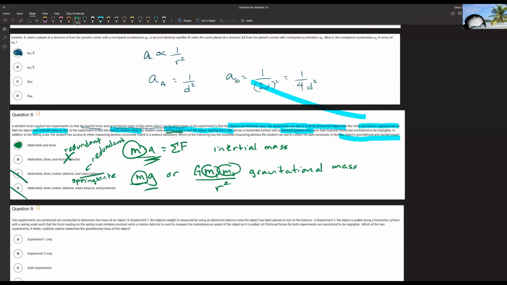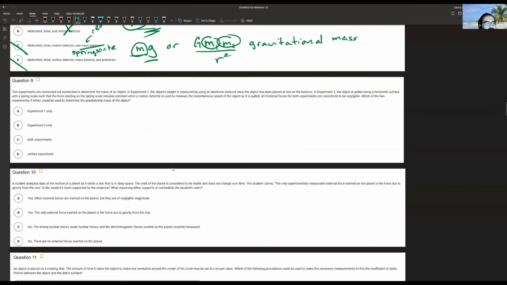And lastly, this one's kind of like, hopefully, the obviously bad answer. It turns out that essentially we just need a meter stick and a timer. We measure the displacement, we get the timer, and we're able to get accelerations from there. Let's go to question number 9.